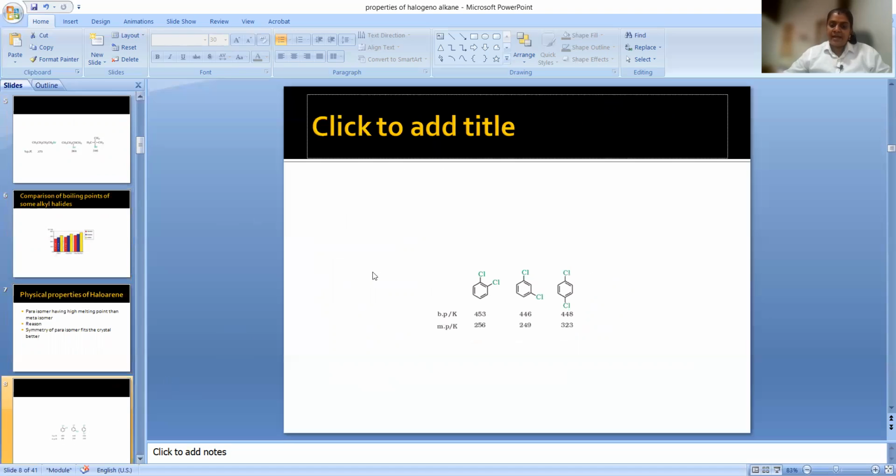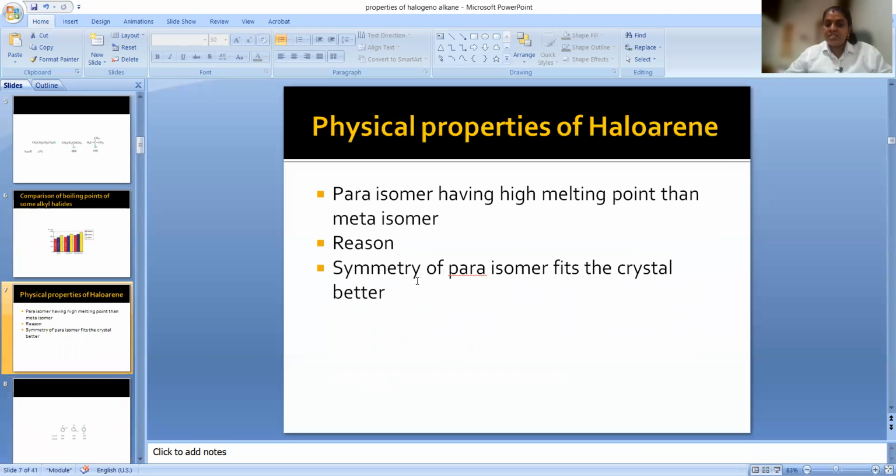If you see the para isomer, if you are keeping it on a shelf or somewhere, it has a nice geometry so that it will easily arrange, right? Because of this particular shape, the symmetry of the para isomer fits the crystal better. That is the reason why the para isomer has a higher melting point than the meta isomer.